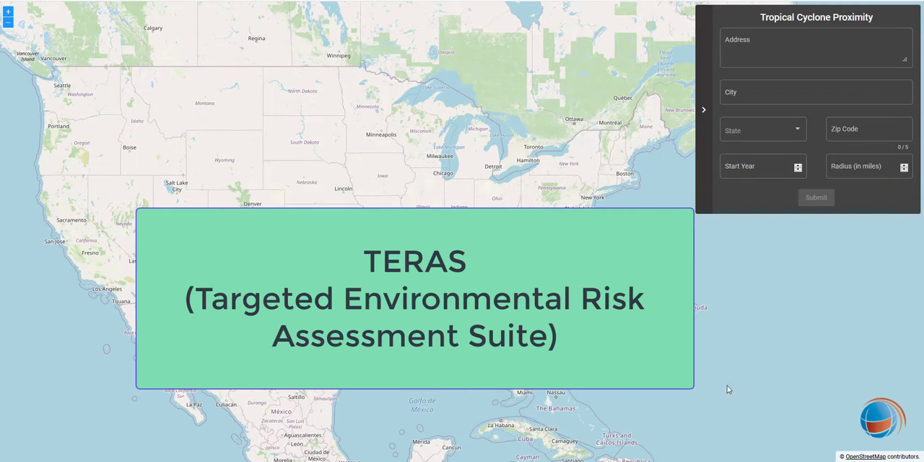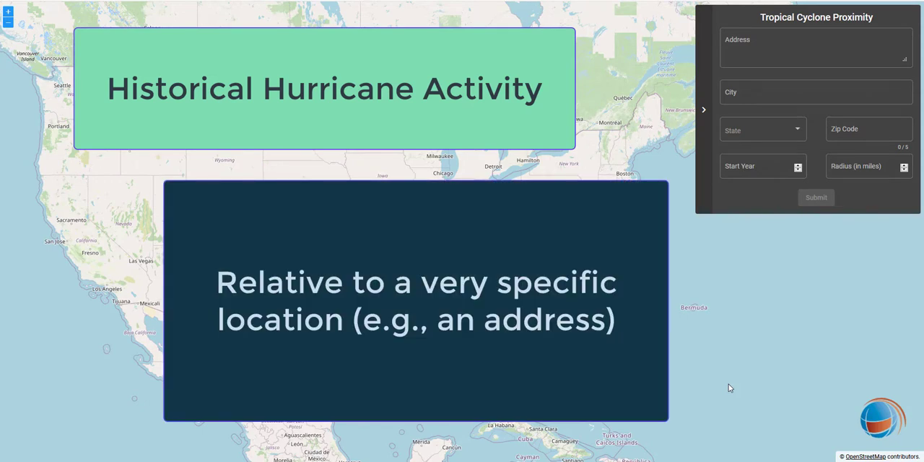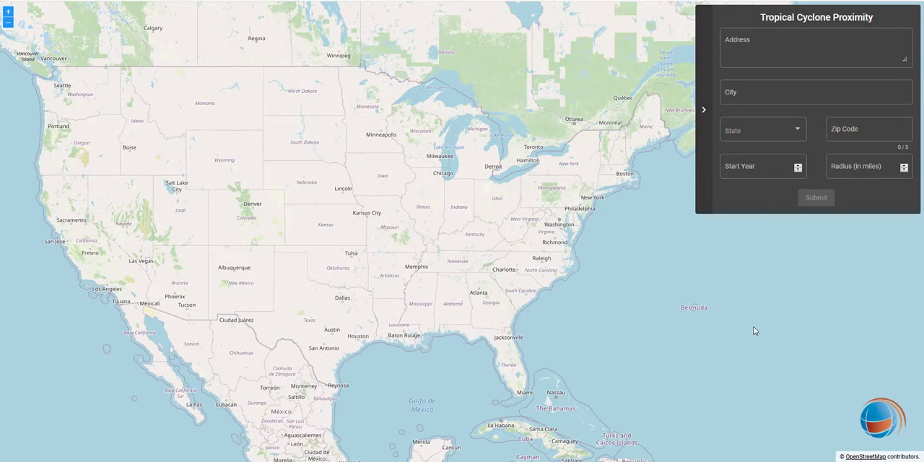And this particular tool is designed to look at tropical cyclone history in the United States relative to a location. So the idea is to look at what storm activity happened throughout history, and details about that storm activity for a specific location as identified by a storm's closest point of approach. Let me explain. Let me enter an address.